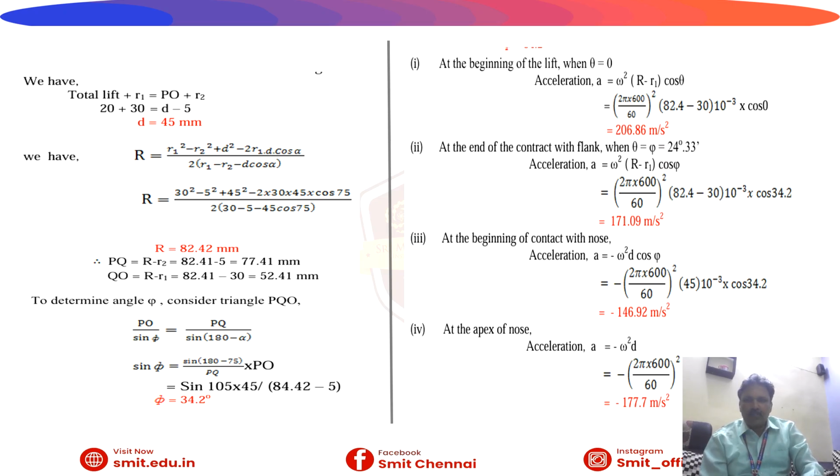At the end of the contact with the flank, we get theta equal to phi equal to 24 degree. Again, using the formula, we get 171.09 meter per second square. At the beginning of the nose, deceleration will happen. That's why this minus is given. Retardation. When it reaches the end position of the nose, there will be a decrease in the acceleration, followed by the apex of the nose. The same thing will be followed, minus omega square d. Using this formula, you will get minus 177.7 meter per second square.